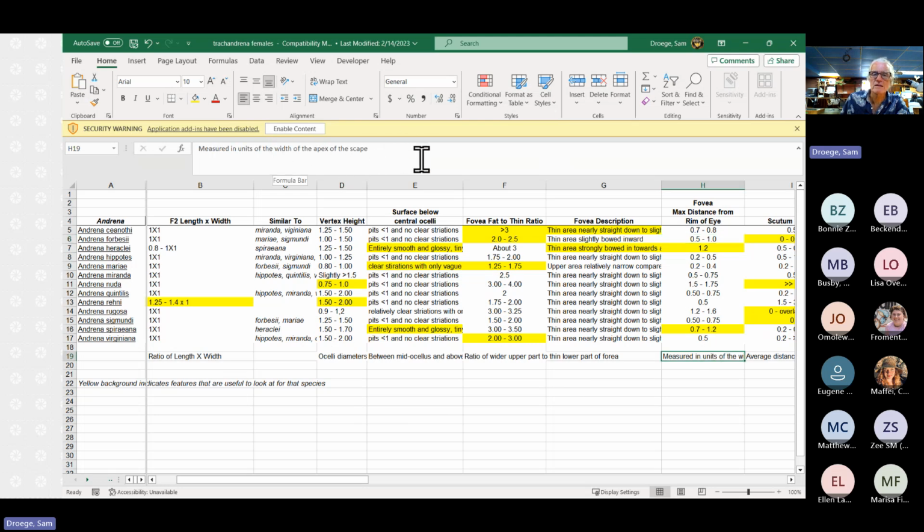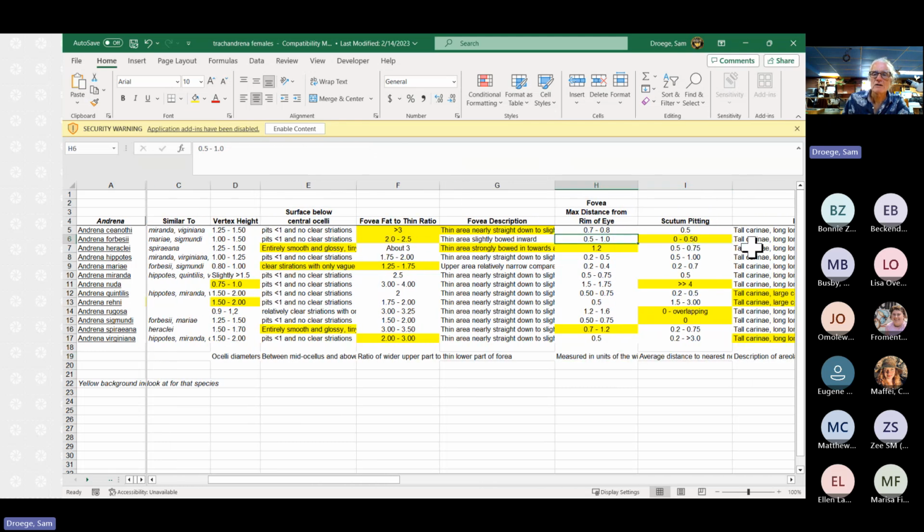Apex of the scape would be at the top, up at the upper part, and I think I'm talking about more at the level of the antenna. I'm going to have to go back and investigate that, but I think I am incorrectly portraying that. But anyway, it's not that big. Here you can see some honking big things, 1.2 to 1.6.